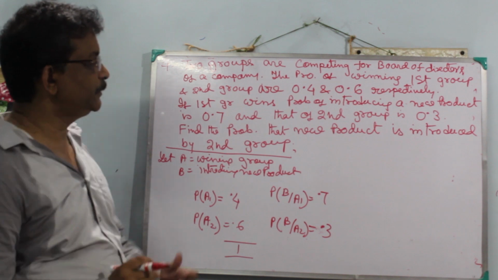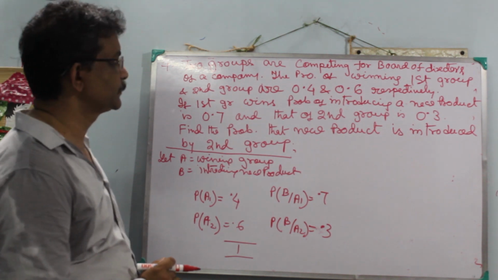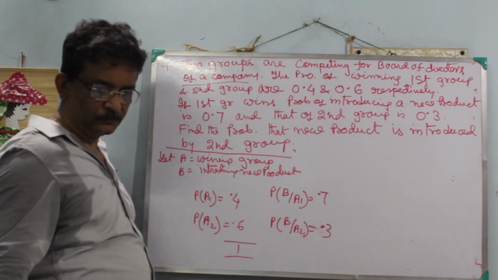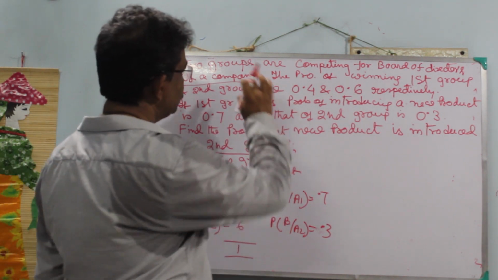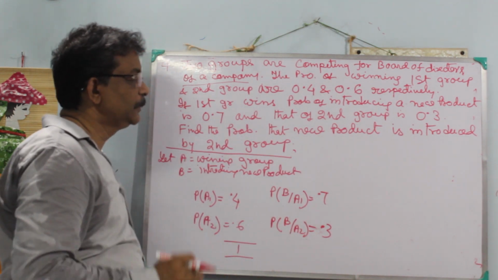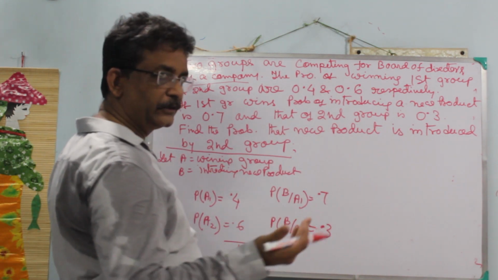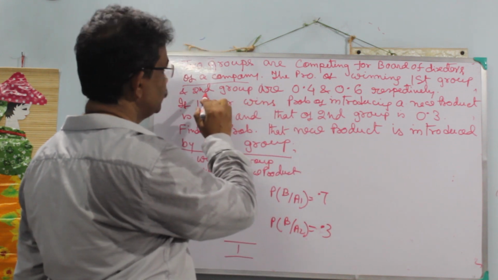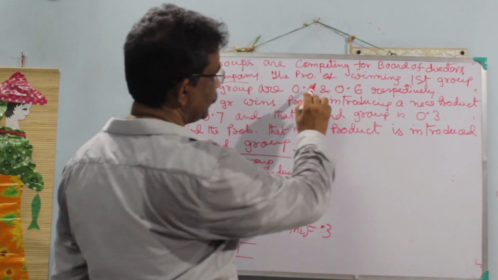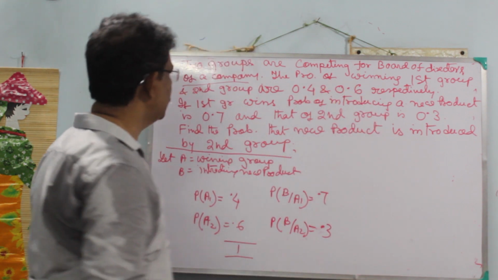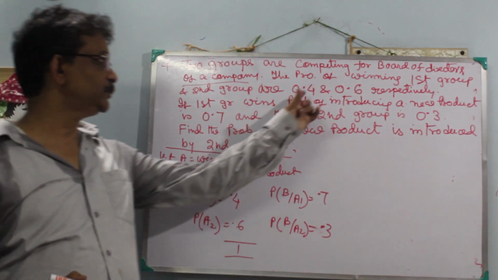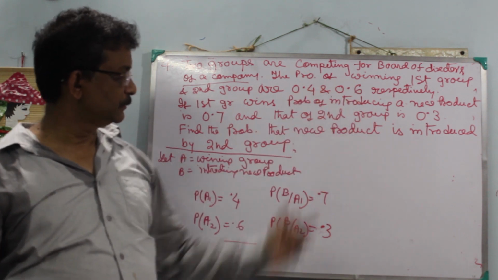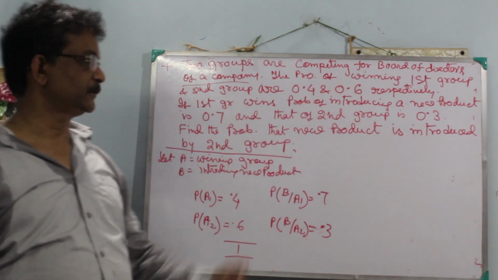Two groups are competing for the board of directors of a company. In a company, board of directors positions will be selected. So there are two groups, group A, group B, or like A1, A2. They are competing for the board of directors positions of a company. The probabilities of winning of the first group and the second group are 0.4 and 0.6 respectively. See, the sum is 1.